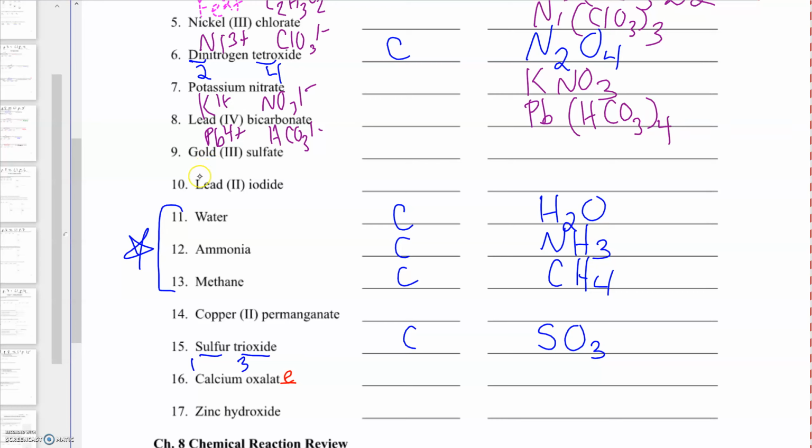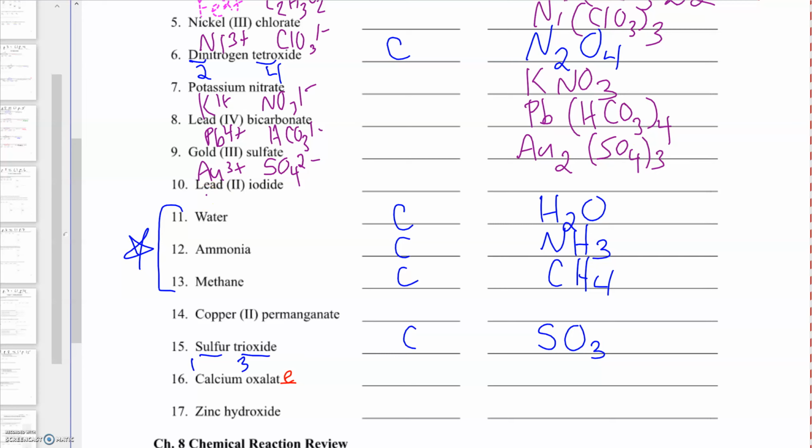Okay, gold 3 sulfate. Gold, Au, 3+. Sulfate, look it up on your polyatomic ion list, SO4 2-. Do your crisscross to see a 3+ and a 2-. That means we're going to have 6 here. So gold 3 sulfate, we're doing our crisscross, and we're going to have Au2 parentheses, because we're going to have 3 of that whole sulfate group.